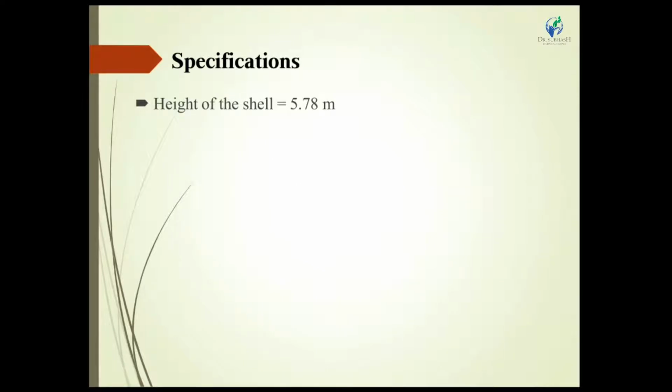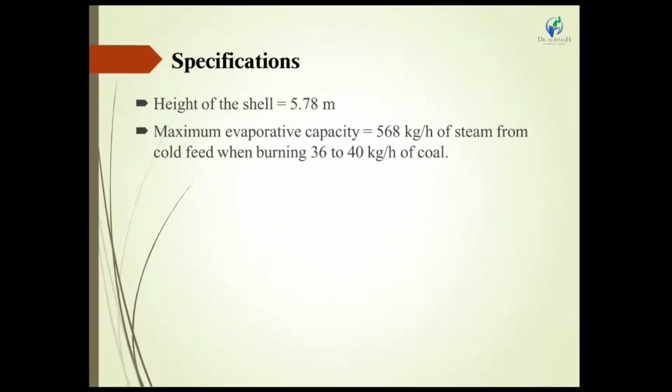The specification of this boiler: the height of the shell is 5.78 meter. Maximum evaporative capacity is 568 kg per hour of steam from cold feed, when burning 36 to 40 kg per hour of coal. Evaporative capacity means generation of steam: how many kg of steam is generated from the boiler?